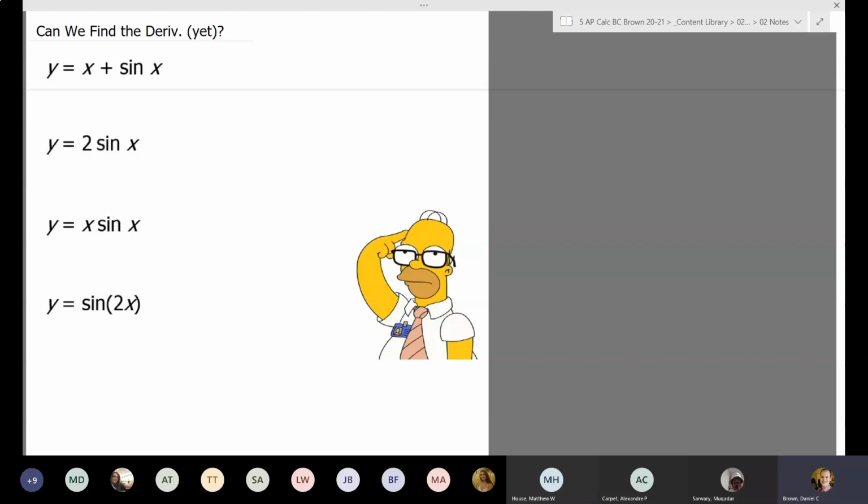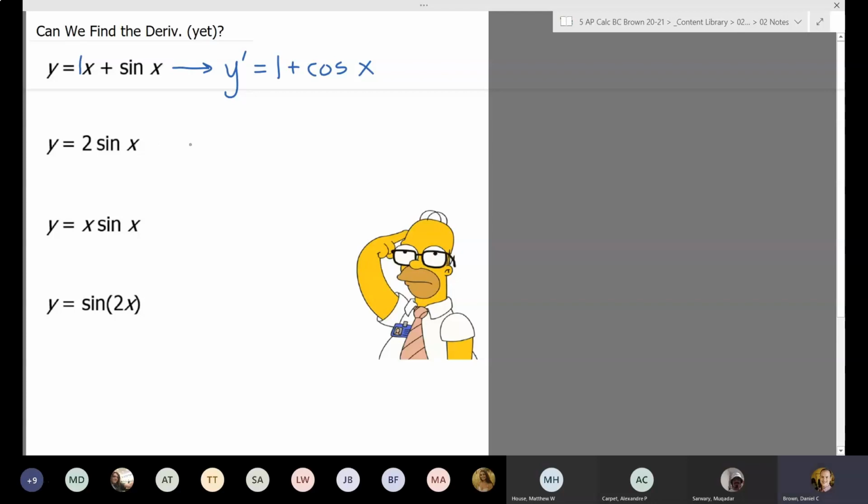Now I'll tell you if we will be able to do it eventually. This first one where I have y is equal to x plus sine of x, do you have the skills to take the derivative of this function? Yes or no? Yes, so those are just 2 things being added. The derivative of x is just 1. The derivative of sine is a rule you've memorized. The derivative of sine is just cosine.